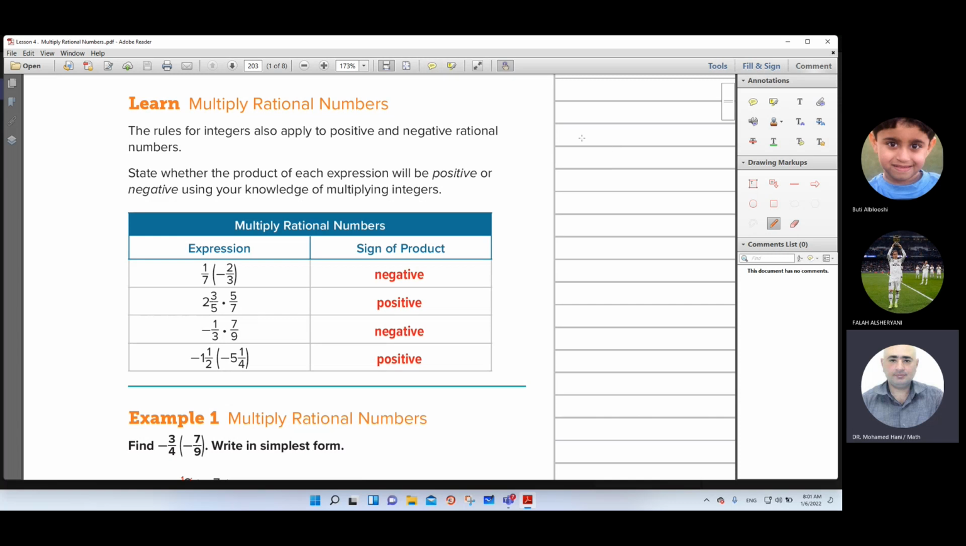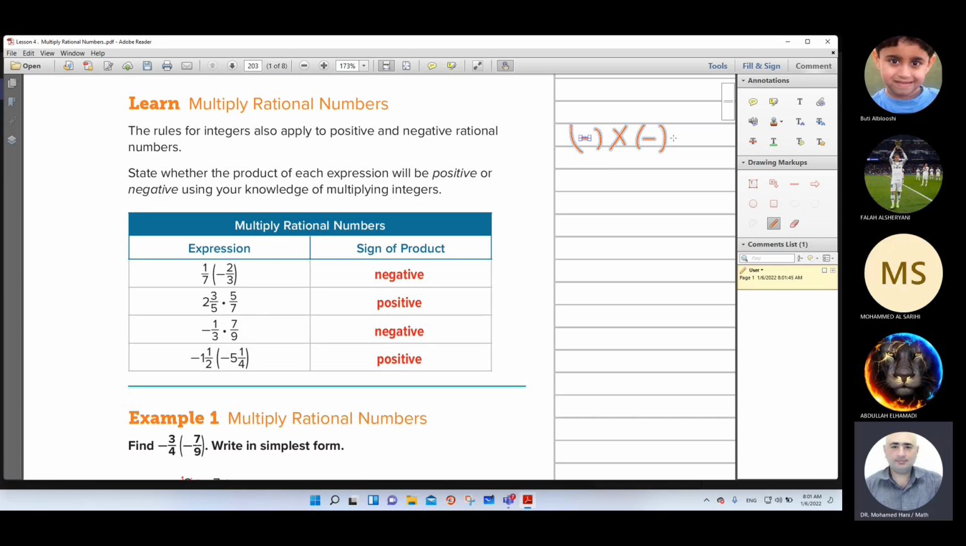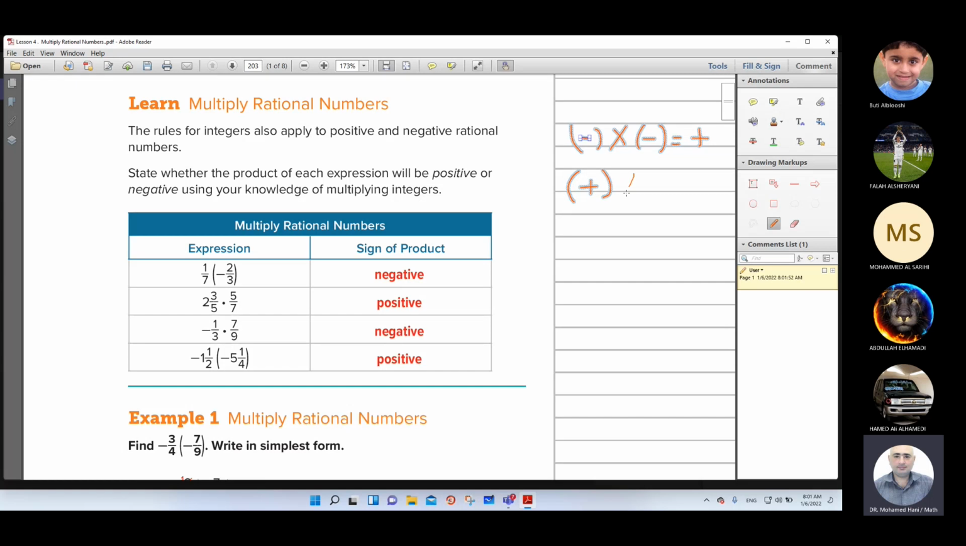So as you remember, when you multiply the same sign, you will always get positive. Negative times negative is positive and positive times positive is positive. If you multiply different signs, you will get negative. Negative times positive is negative and positive times negative is negative.